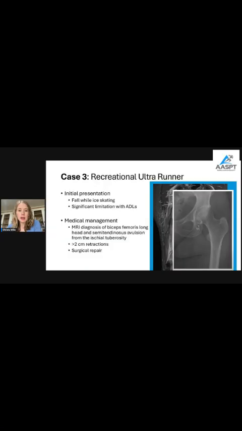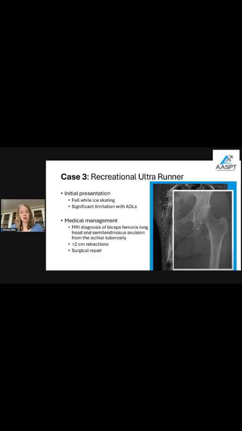And then finally, I'll touch on an ultra runner here. I'll apologize, you are not able to see her initial MRI image, but this is a recreational runner, again an ultra runner that I worked with. She had a mechanism of injury not related to running, actually. She had a forward fall as she was ice skating, which earned her a trip to the emergency room. She had significant pain and limitations immediately with ADLs. And this was our classic case.